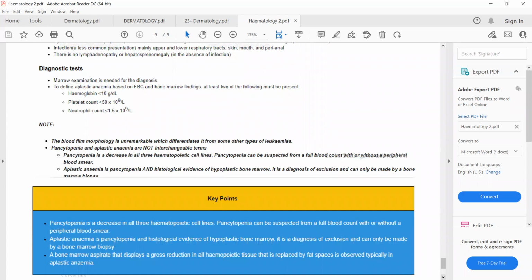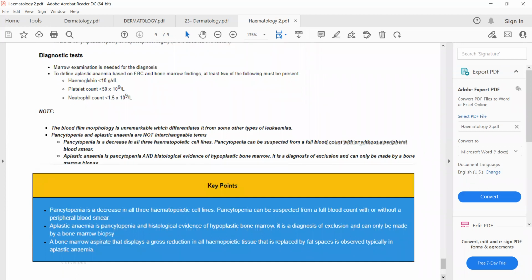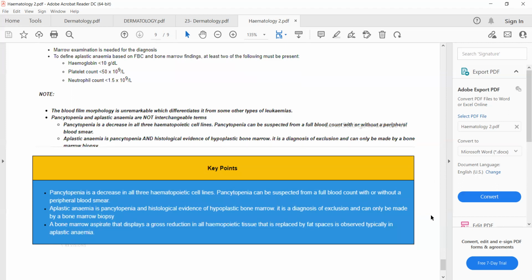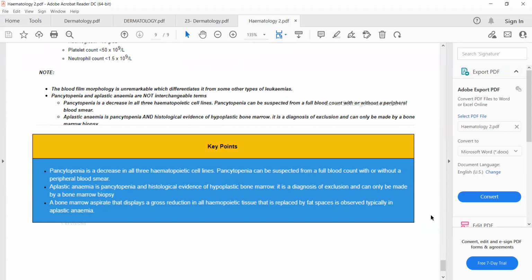Aplastic anemia is a pancytopenia and there will be histological evidence of hypoplastic bone marrow. It is a diagnosis of exclusion and can only be made by bone marrow biopsy. So only bone marrow biopsy will confirm the diagnosis of aplastic anemia.